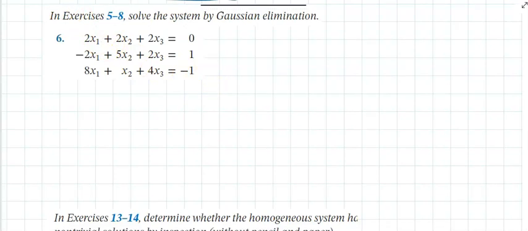We would like to solve this using Gaussian elimination. Let's talk about Gaussian elimination. You write this as an augmented matrix: 2, 2, 2. And again, you don't have to put that line. I do. That's only me.